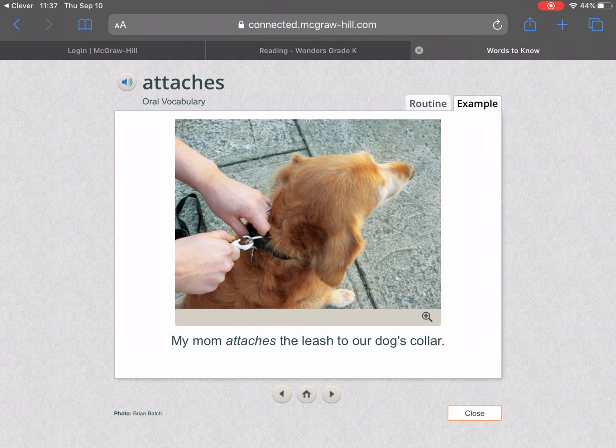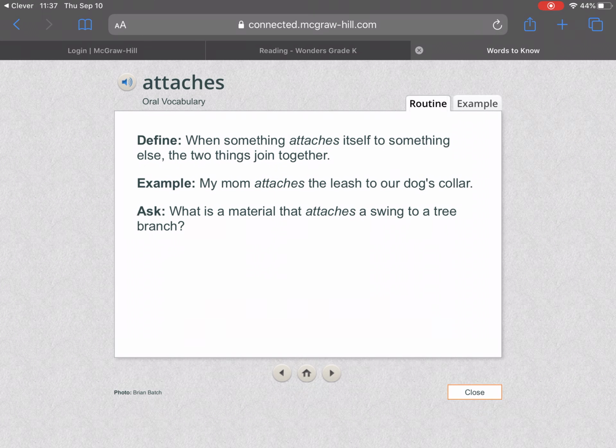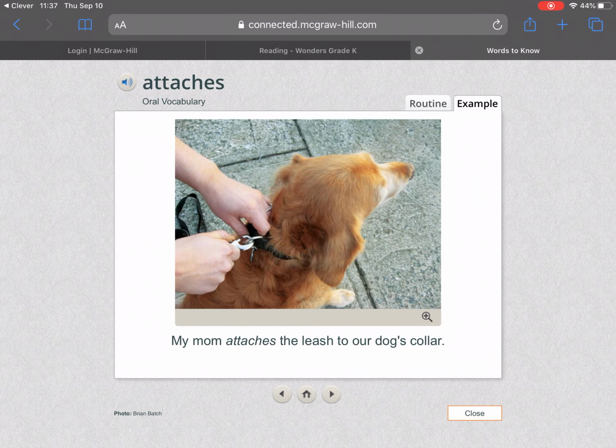Attaches. And so when something attaches itself to something else, the 2 things join together. They're attached. So in our picture, you can see that the mom is attaching the leash to our dog's collar. So now that they're attached, they're joined together. So when I say attach, I just want you to make circles with your thumb and your pointer finger, and then put your other thumb and pointer finger inside that circle and attach those together. So your fingers are attached together.